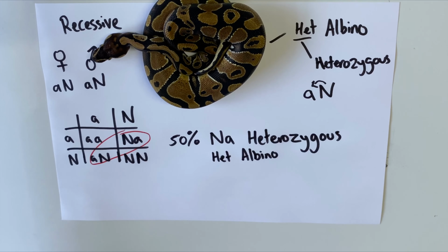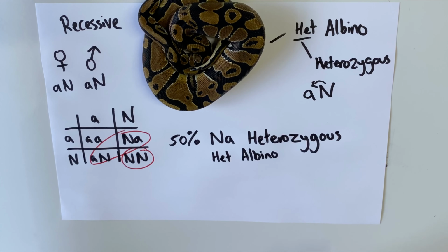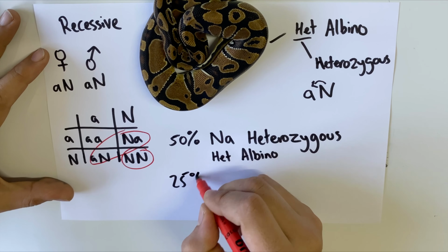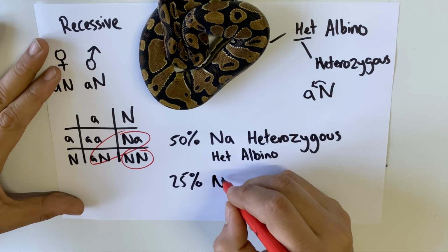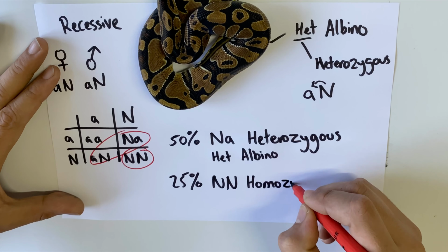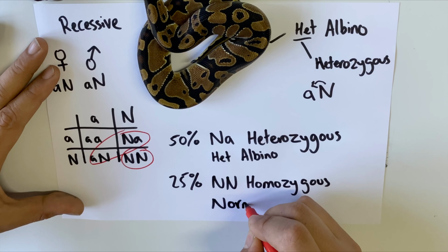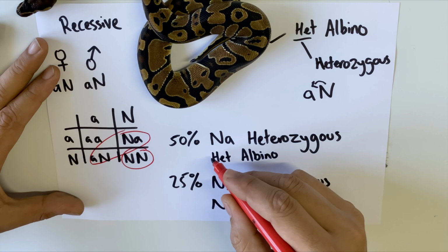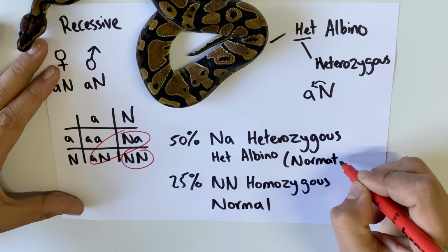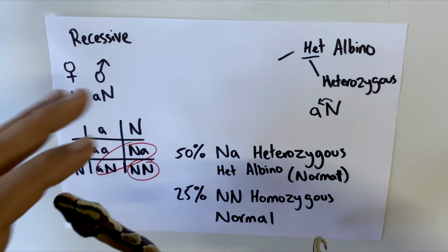Now, what of the other two animals? So this animal here, NN, we know from the Punnett square that we will have 25%, so one in four, would be capital N, capital N, which is homozygous normal, okay? Visually, it'll be a normal animal. And so will this, by the way, it'll be het albino, but visually it would be a normal animal. Like the little one here who's exploring as we are talking.